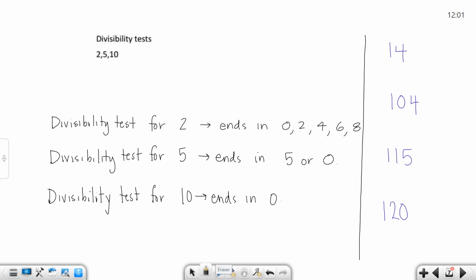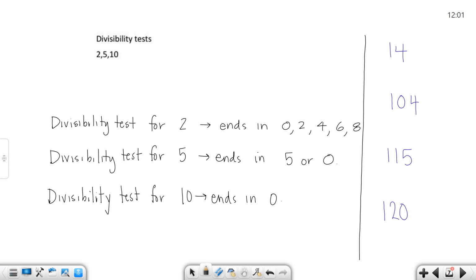The next part of the lesson deals with divisibility tests. We've broken these down into different ones, because it's easier to explain this way. So the divisibility test for 2 and 5 and 10 would be really easy. A number is divisible by 2 if it's even.